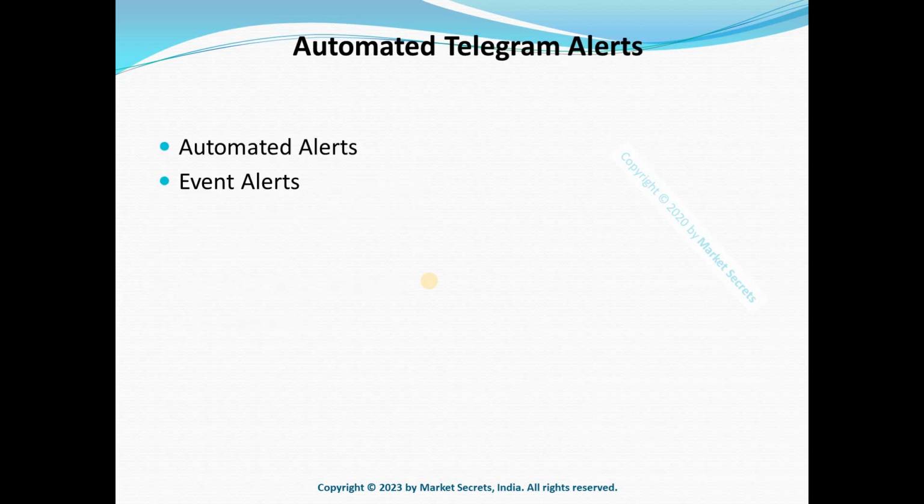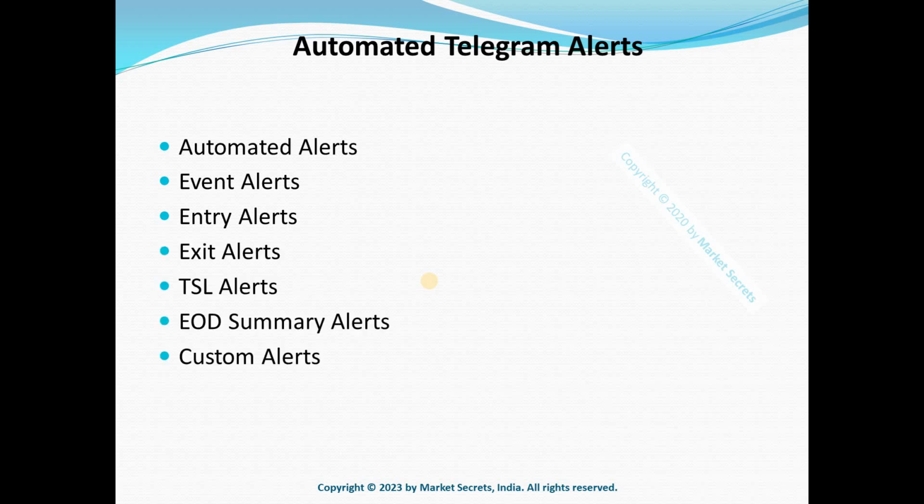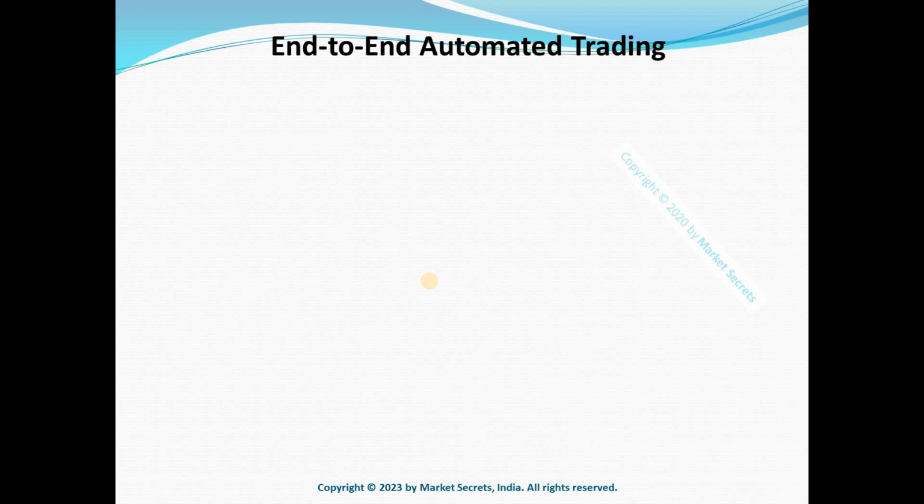And Telegram alerts, I already mentioned, two sets of alerts will be triggered. One is the event alert, which is for entry, stop loss, trailing stop loss, and target, and the other set of alerts is for health monitoring. You can also create custom alerts if you want, but these are all general alerts. Whenever there is an event, like an entry, exit, trailing stop loss, or the end of the day summary alert, all of this is provided by this bot automatically.